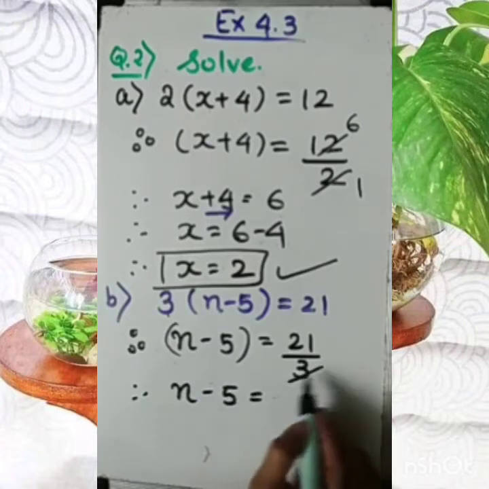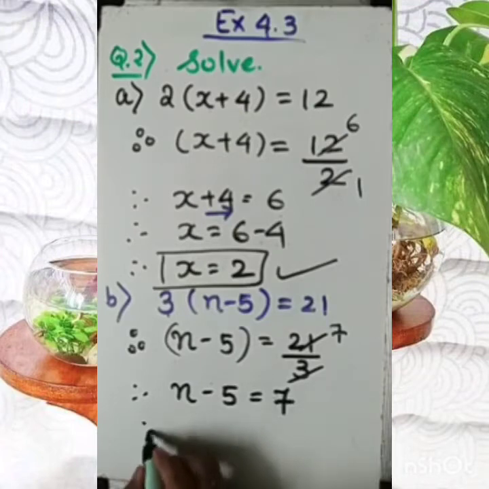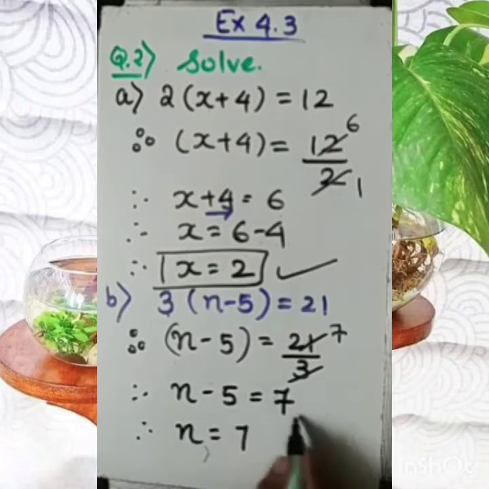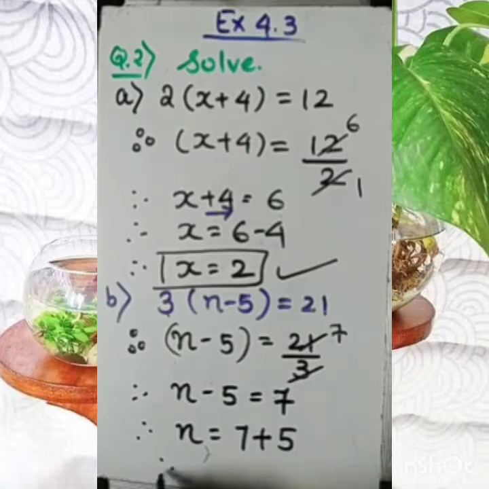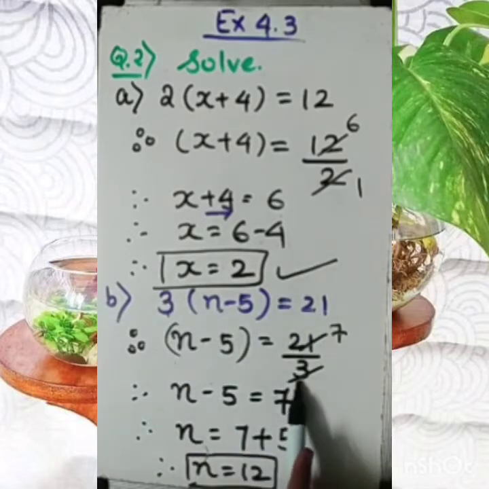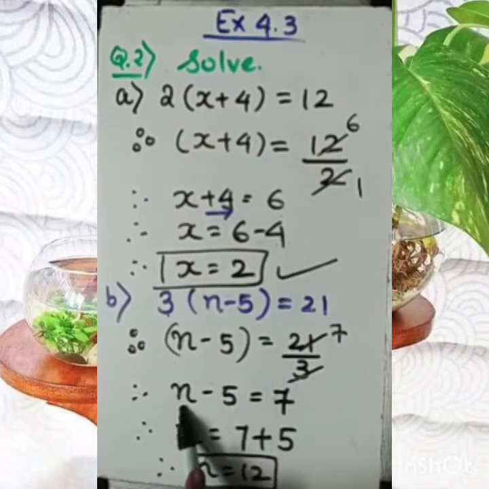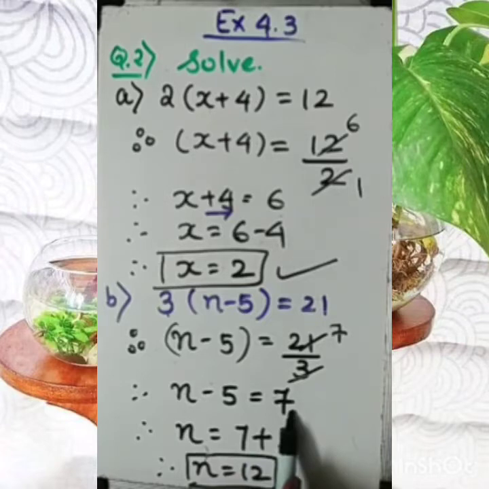We know 3 sevens are 21, so 7 will be there and n equals this plus 5. 7 plus 5 is 12. Very easy, very simple. First I divided 21 by 3, 3 sevens are 21. So our equation becomes n - 5 = 7. And as we know, this - 5 if I shift to this side becomes + 5. So that is 7 plus 5, 12. Okay, let's work out the next part.